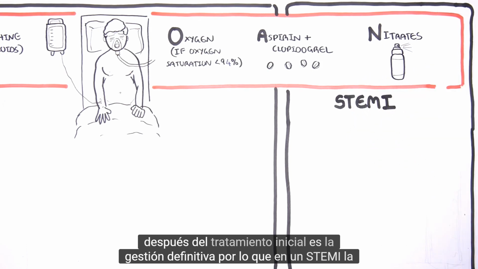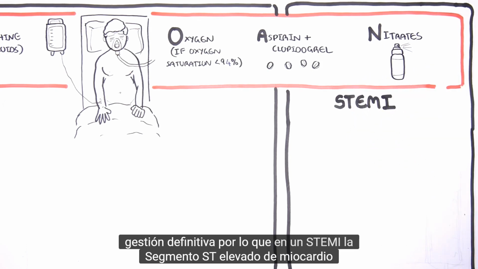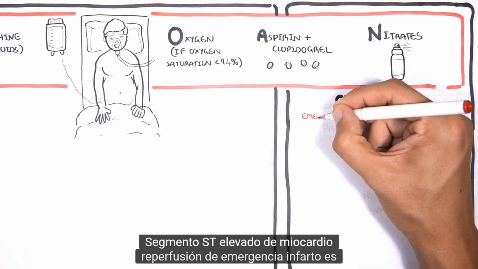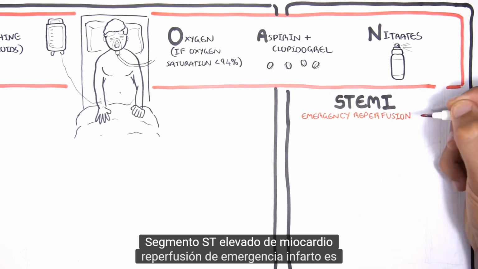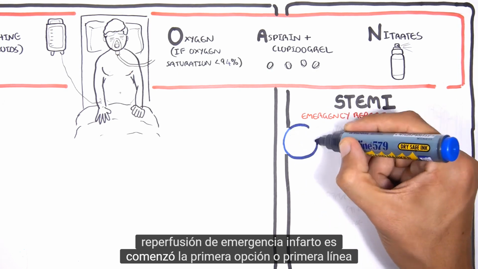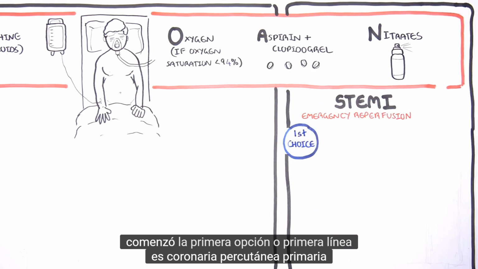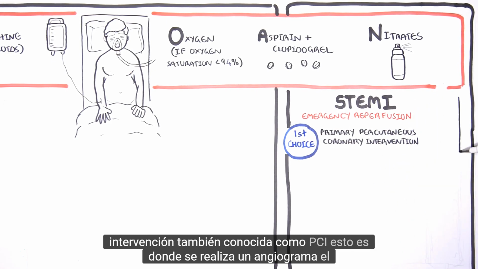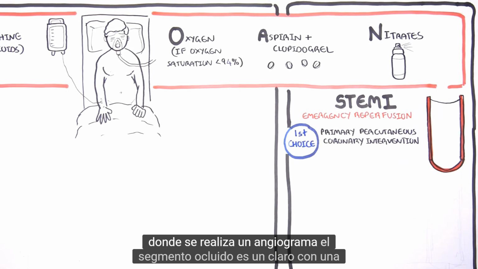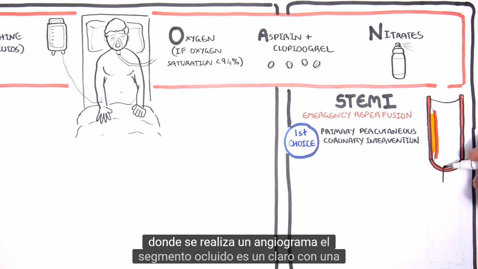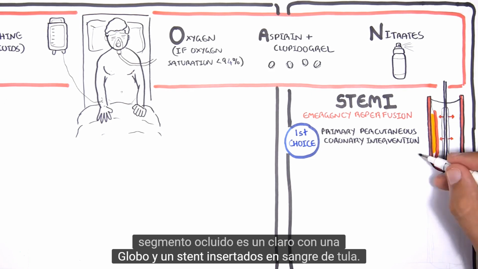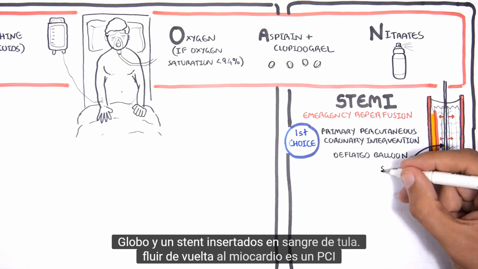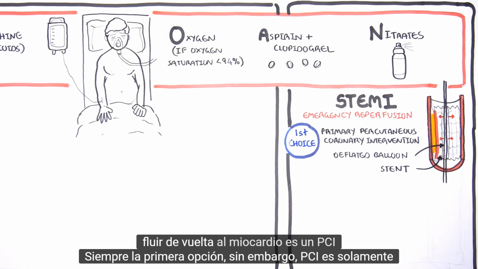So in a STEMI, the ST segment elevated myocardial infarction, emergency reperfusion is commenced. The first choice or first line is primary percutaneous coronary intervention, also known as PCI. This is where an angiogram is performed. The occluded segment is cleared with a balloon and a stent inserted to allow blood flow back to the myocardium. A PCI is always first choice.